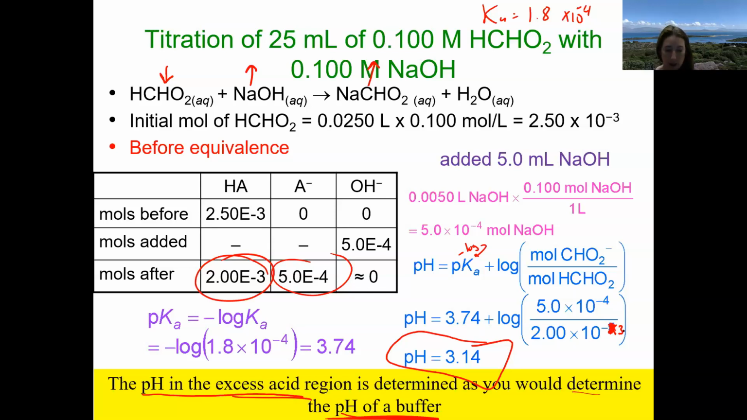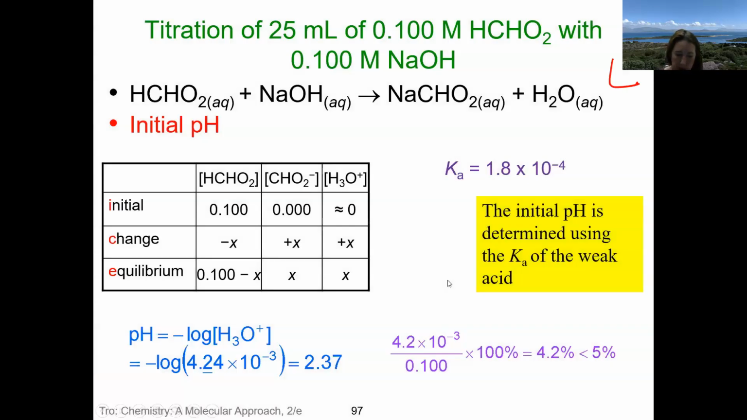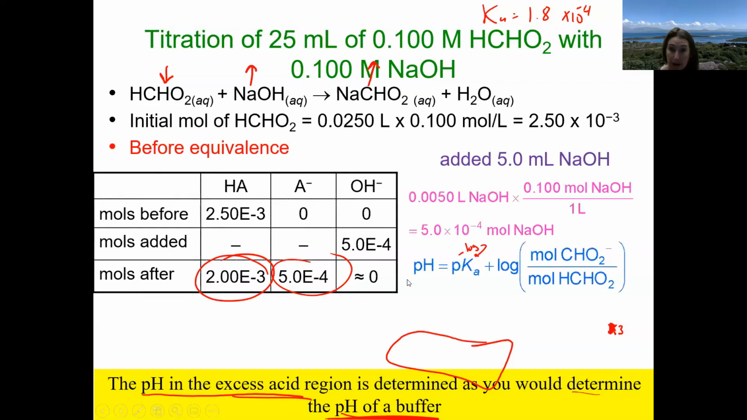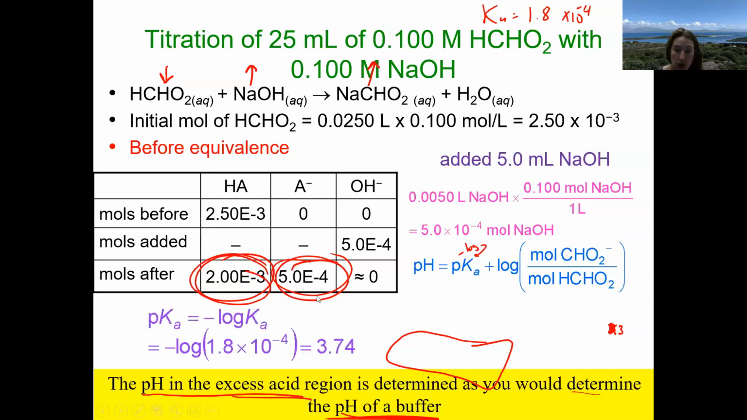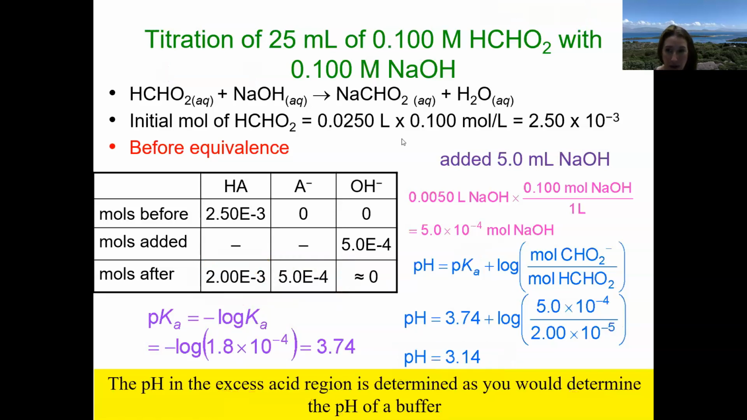All right, so this is my pH. I'll be right back to this one in a second. My pH started at 2.37 initially. I added a little bit of base. When you add a little bit of base, it's a buffer where you have both acid and conjugate base, so you can use Henderson-Hasselbalch. And so our pH went from 2.37 to 3.14. So our pH is increasing, which makes sense. We're adding a base. Okay, so the pH in the excess acid region is determined as you would determine the pH of a buffer using Henderson-Hasselbalch.